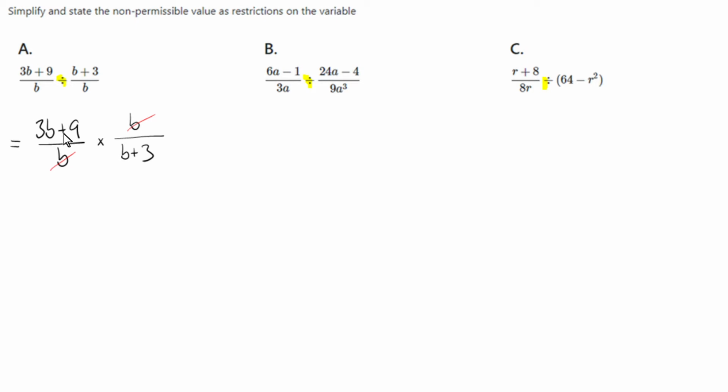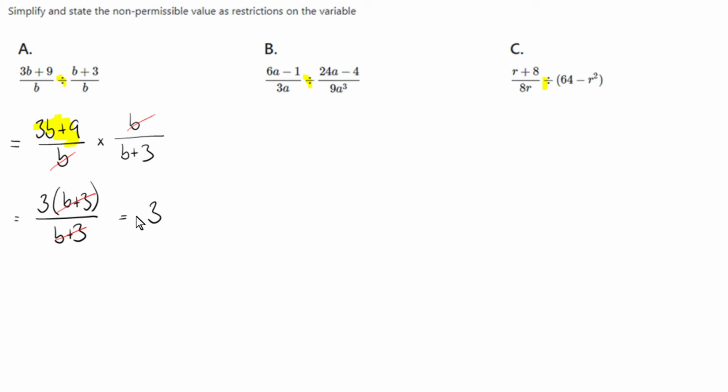We can also see that this binomial here can be factored. We can factor out a 3. So let's do that. If we factor out a 3, I'm going to get 3 as the greatest common factor, and we're left with b plus 3. And then the only thing that we have left in the denominator is b plus 3. And we can now see that the two binomials, b plus 3, just cancel, and we're left with 3.